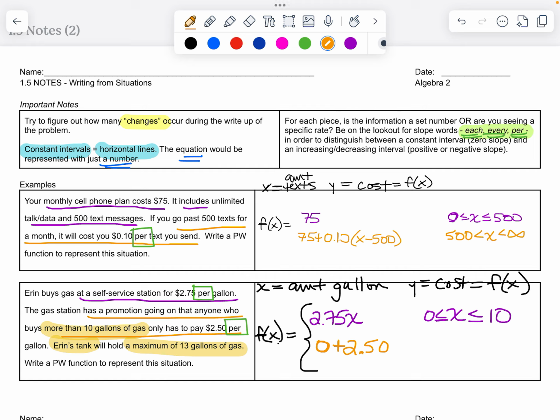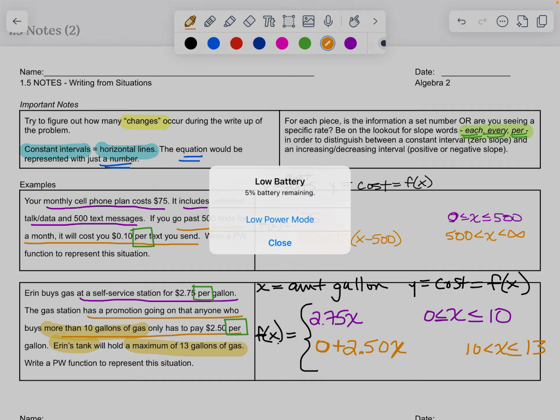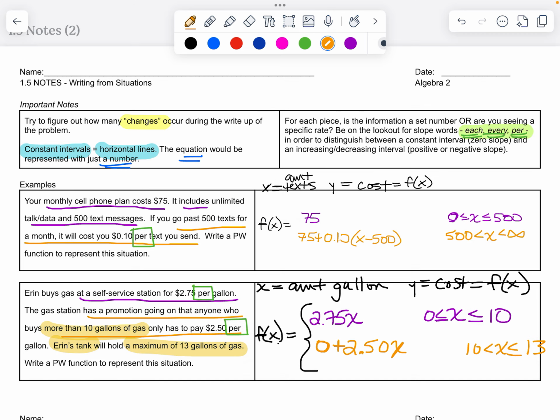and previously I had to consider the amount of text messages after 500, but here we know that I'm going to have to plug in numbers somewhere between 10 and 13, and I'm not allowed to include 10 in that situation, 13 being the top end here. So because the 2.50 has that slope or rate of change word, and I know that I'm not going to have an additional situation play itself out, I'm going to go ahead and just put the 2.50x right there.